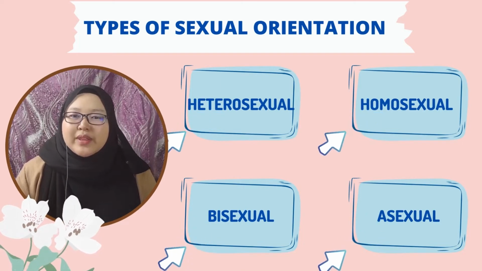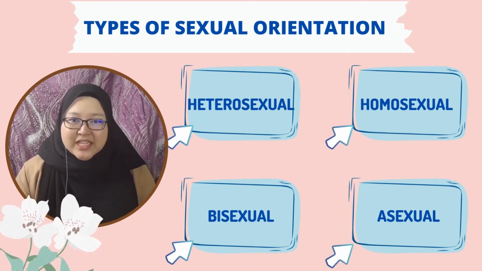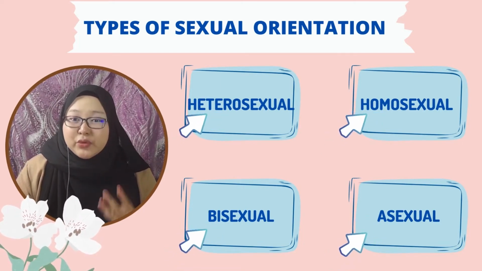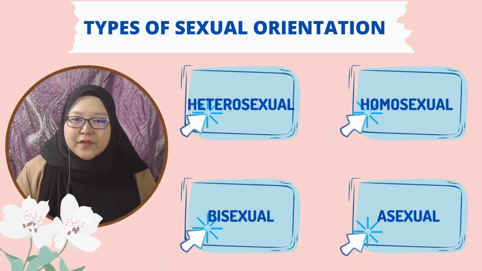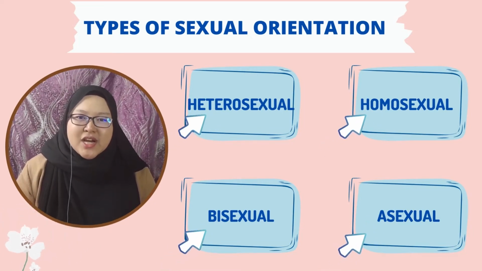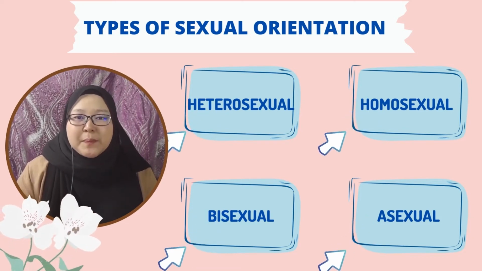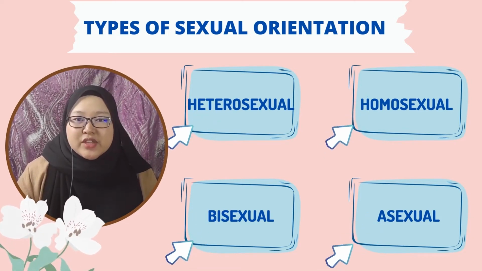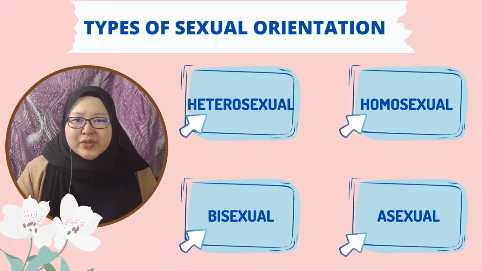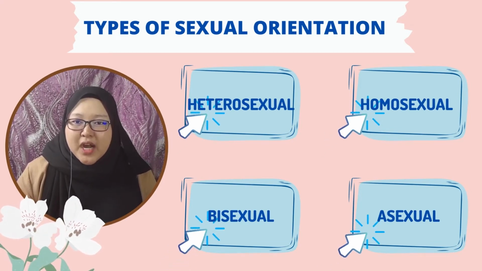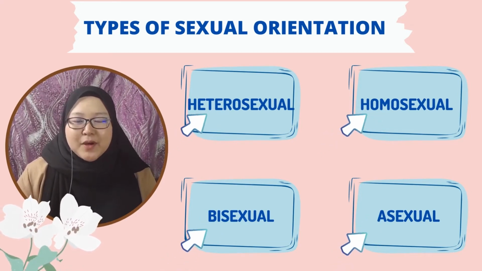Heterosexuality, along with bisexuality and homosexuality, is one of the three major categories of sexual orientation on the heterosexual-homosexual spectrum. Most people are heterosexual across cultures, and heterosexual activity is by far the most common type of sexual activity.